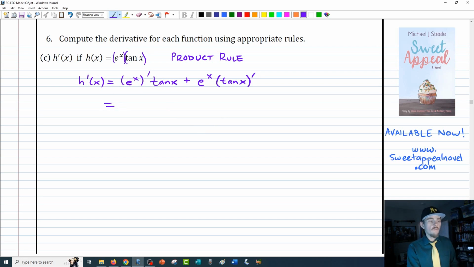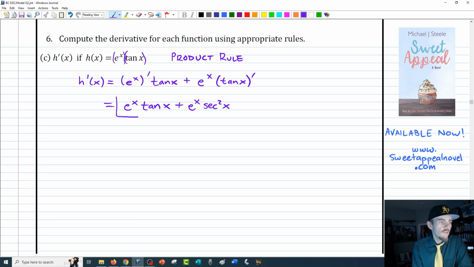Now, I make a big deal about potential final answers that are early in the process. This isn't one of them because there are two derivatives that haven't been evaluated yet, so let's do that. We'll have e to the x tangent of x, the original function, really. And then from there, we're going to have e to the x times the derivative of tangent, which is, of course, secant squared of x. So there is our derivative.